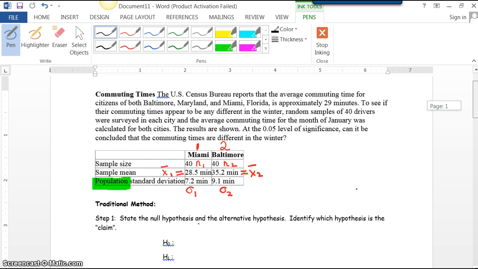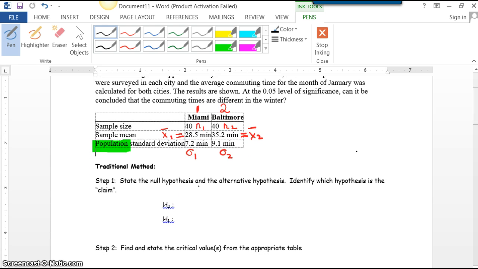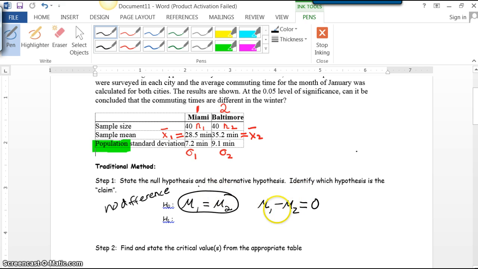Let's get the hypotheses. The equal sign always goes in the null, so the first hypothesis is that there's no difference between the two cities in the winter, and no difference would mean that they're equal to each other, or you could write it that if you took the difference it would be 0. We usually write it this way, but this is equivalent to it here. The alternative would be that there is a difference, they're not equal to each other, and I believe this problem is claiming that. They're wanting you to test to see if there is some kind of difference in the winter time.